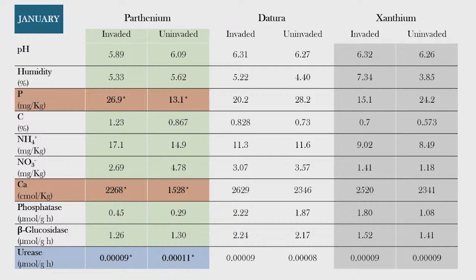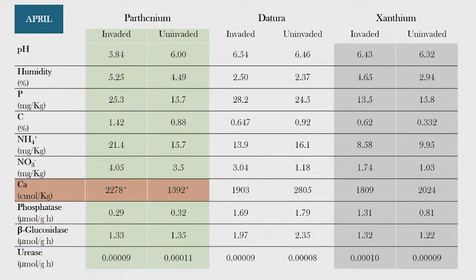In January, we found significant differences in phosphorus, calcium, and urease activities. Basically, we found higher levels of phosphorus and calcium in invaded areas for Parthenium and lower levels of urease activity. This might be telling us that although Parthenium seems to be adding phosphorus to the soil, those microorganisms that are linked to the cycle of phosphorus don't seem to be reacting to it. On the other hand, the microorganisms responsible for the cycle of nitrogen seem to be not so happy about the presence of Parthenium. We didn't find significant differences for Datura and Xanthium.